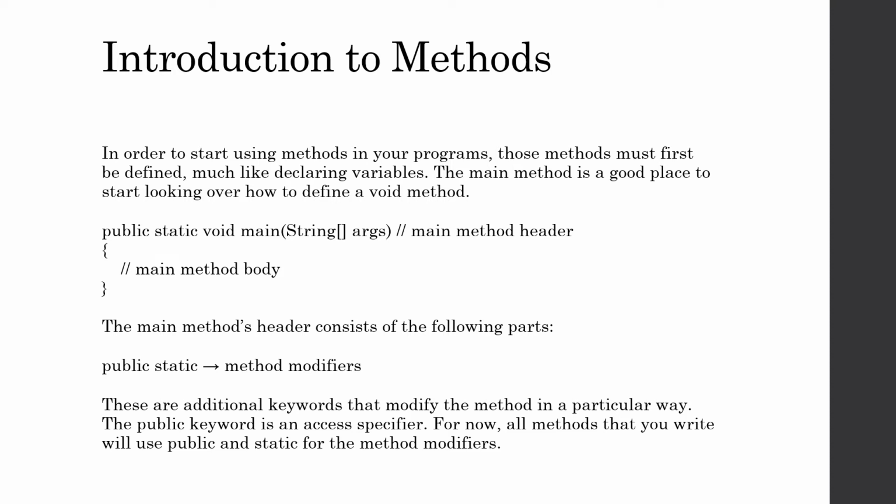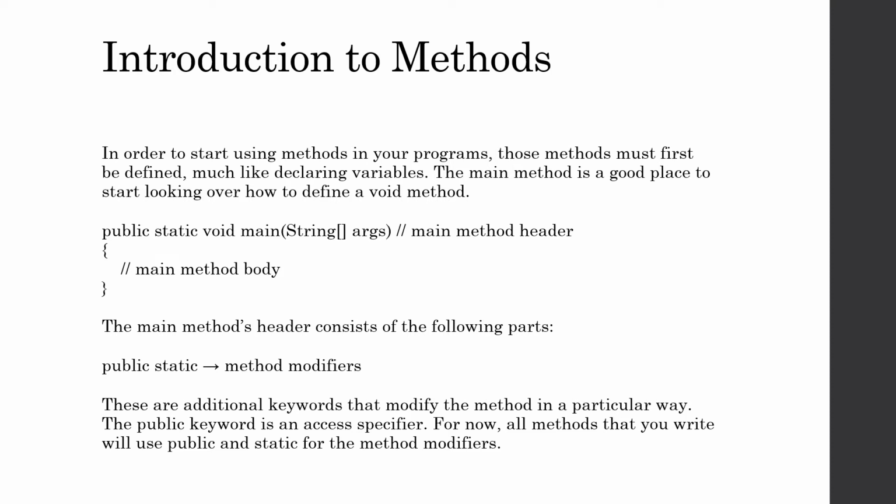So the main method's header is going to be the primary thing that we need to look at when we are defining a method. That's going to consist of the following parts. So we're going to see in a moment we're dealing with these method modifiers, public and static. In addition to that, we're going to see 3 other parts. So there's going to be 4 parts in total that we want to consider for the header of any method.